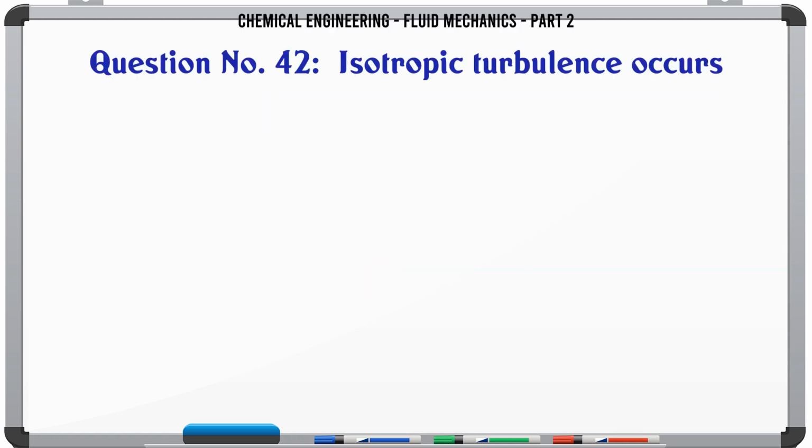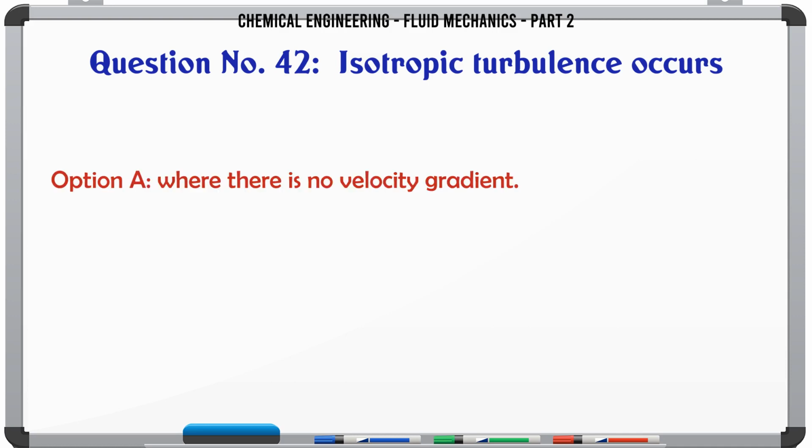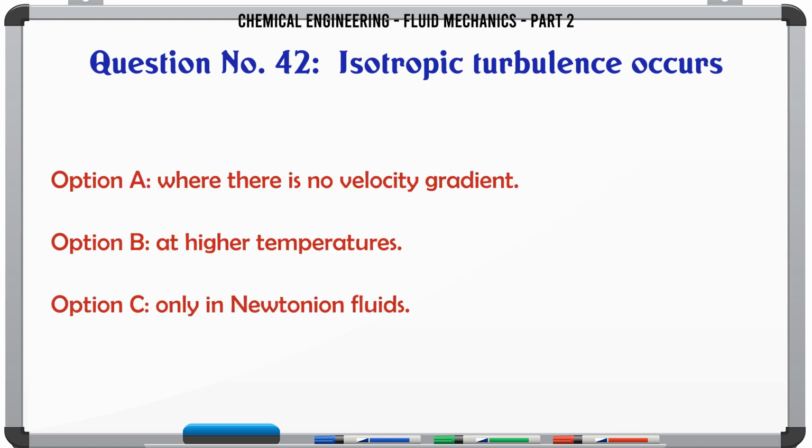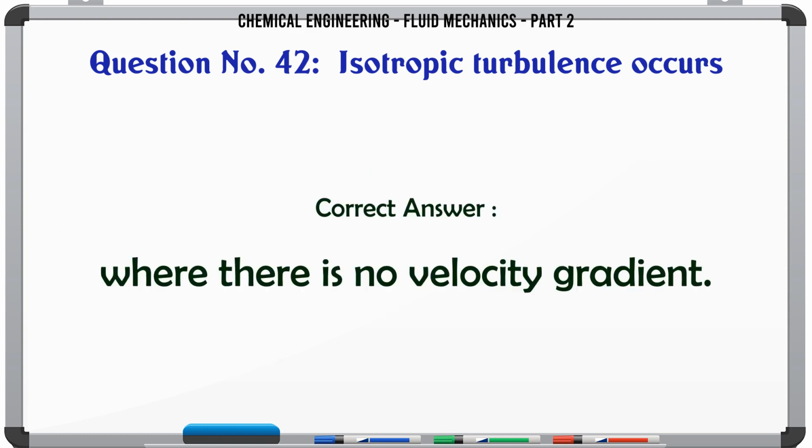Isotropic turbulence occurs A. Where there is no velocity gradient. B. At higher temperatures. C. Only in Newtonian fluids. D. None of these. The correct answer is where there is no velocity gradient.